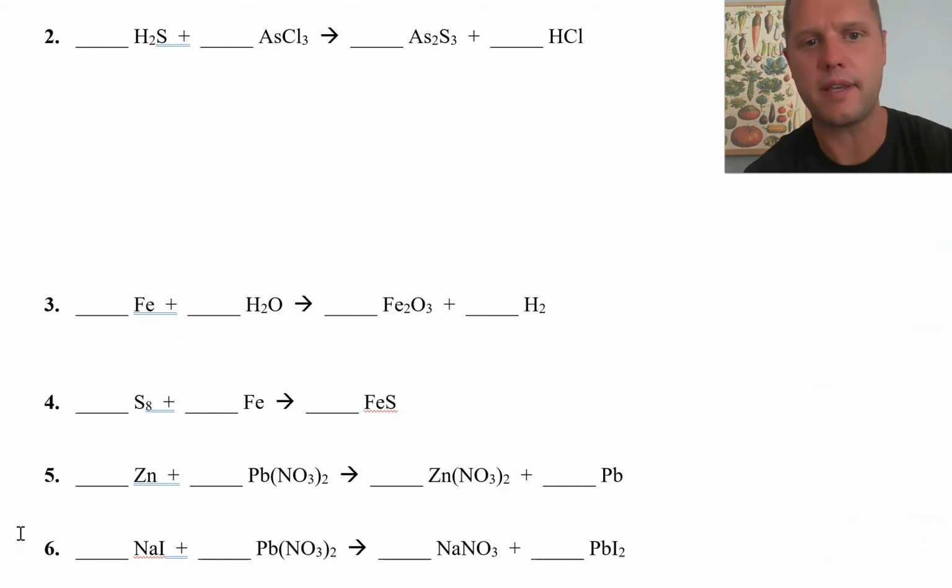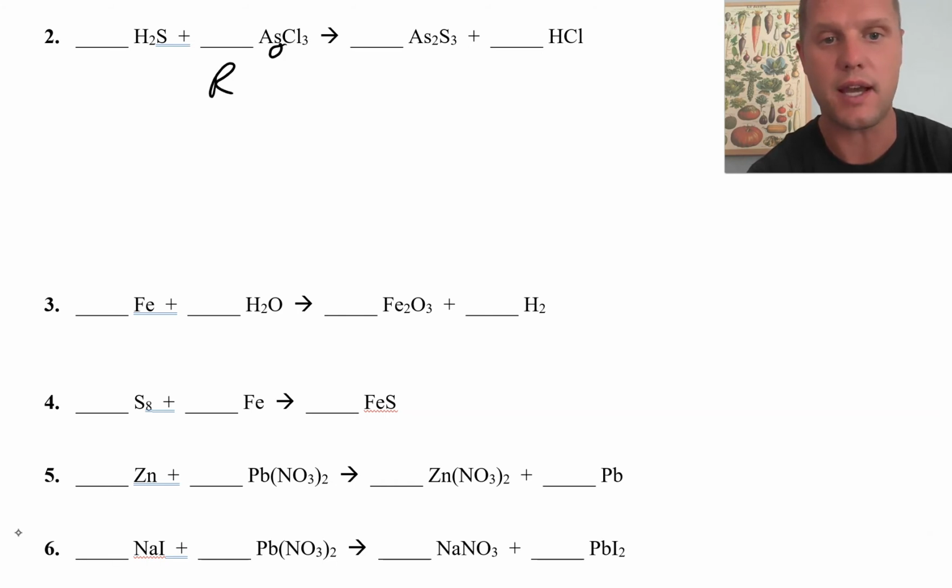Here we have chemical reaction number 2, and what I want you to remember is you can't change the subscript, you can only change the coefficients. So how many H's do we have on the left? 2. How many do we have on the right? 1. How many sulfurs on the left? 1. How many on the right? 3. How many As on the left? 1. How many As on the right? 2. So we are just adding up, and we're looking at the subscripts right now, and we're comparing on both sides of the arrow, the reactant side and the product side.